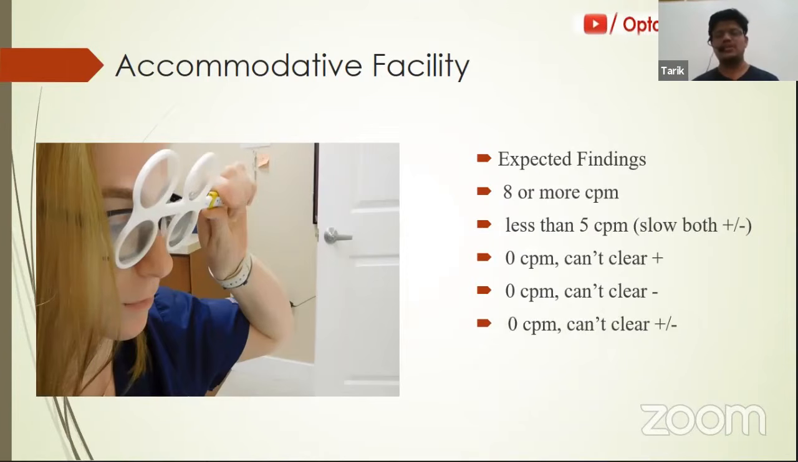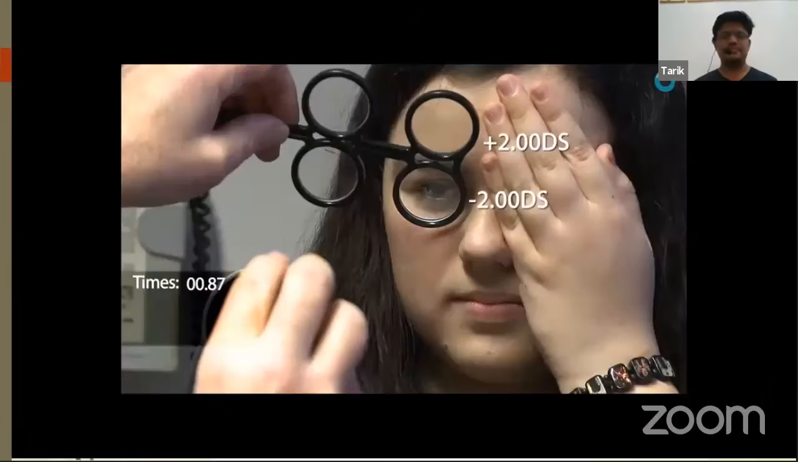There is also something called accommodative infacility, where the patient has a good amount of accommodation, but is not very good with accommodative stimulus and relaxation. So these are the common findings which we find in accommodative facility testing. In the next slide, I'll be showing you how this test is done.